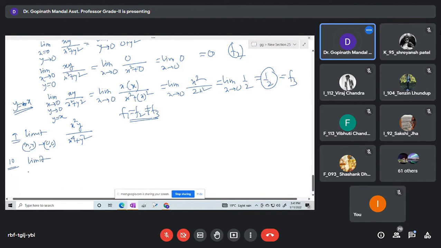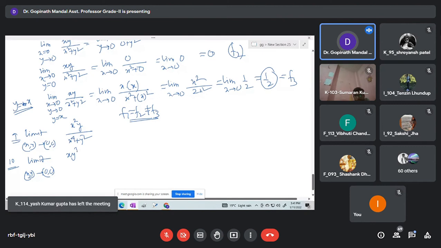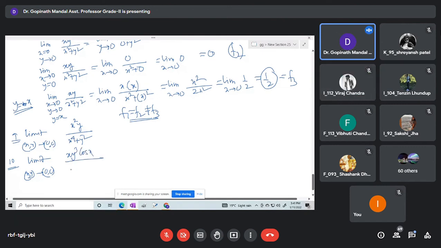Number 10. Limit as (x, y) tends to (0, 0) of x y cube cos x by (x square plus 2y to the power 6).